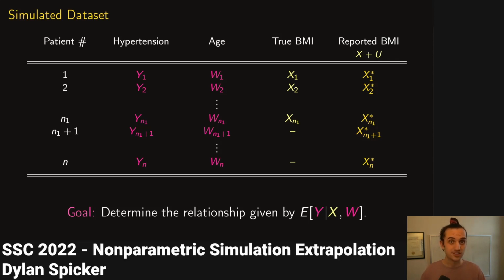We assume that x star is going to equal the true value x plus some noise term. Then for a subset of the individuals, we also observe x, which is the true BMI as has been measured in a clinical setting, and we'll be able to use this subset to make judgments regarding the degree and the distribution of the error terms. Our goal in this setting is then straightforward. We want to estimate the probability that an individual is hypertensive given their age and their true BMI, using just the data that we have on hand.